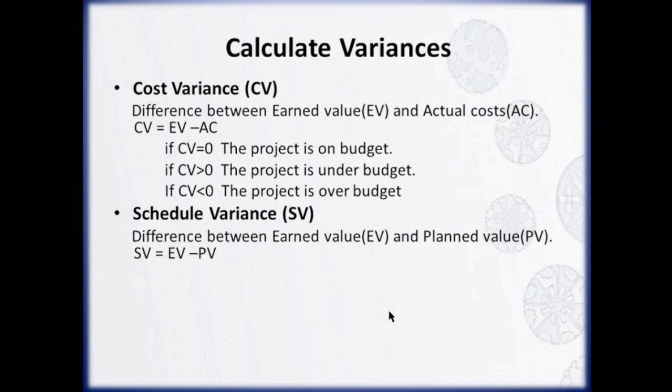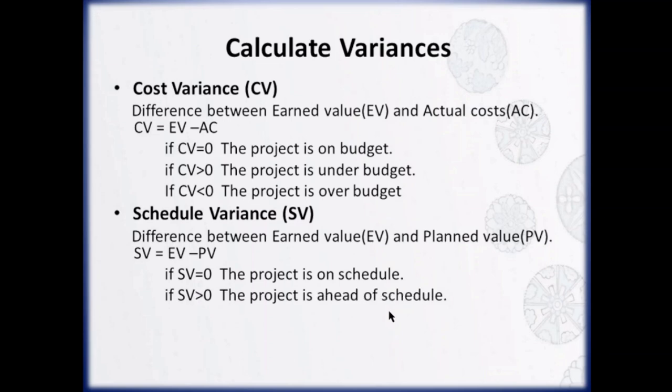It is the difference between earned value and planned value. Let's understand how to interpret schedule variance. If schedule variance equals 0, the project is on schedule. This means the amount of value earned or delivered matches exactly what was planned for that point in time. If schedule variance is greater than 0, the project is ahead of schedule.